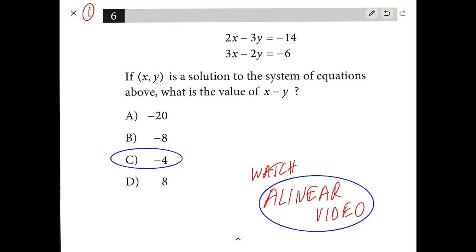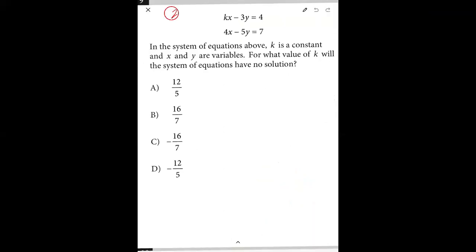Now, here is the change. Let's get my iPad oriented. Here we have a system of equations, but it says there's a constant K, and we have x and y variables. It asks for what value of K the system will have no solutions. So we want to find what we need to put in for K so that this system will have no solution. Basically, what do we need to put in for K so that these two lines are parallel?